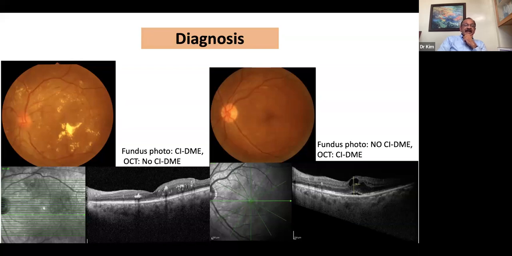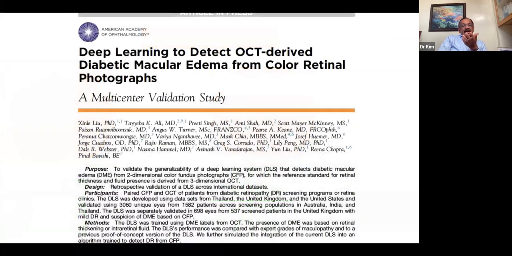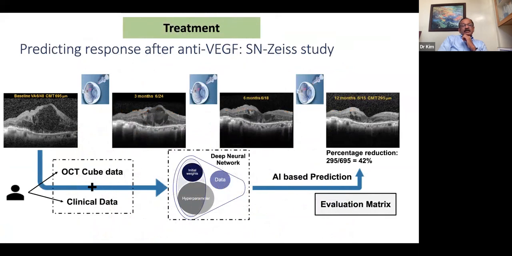Like in these two pictures, you can see, though the fundus shows hard exudates and you would suspect macular edema, in this one there is no center involving macular edema, while the second one doesn't seem to have much changes, whereas on OCT, there's a clinical center involving diabetic macular edema. So will AI help us to identify diabetic macular edema just looking at fundus photos? There are deep learning algorithms to detect OCT-derived diabetic macular edema from just color retinal photographs. And again, there are many attempts in many places to show this is possible.